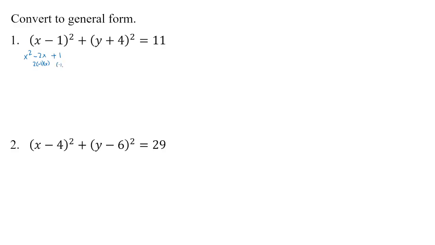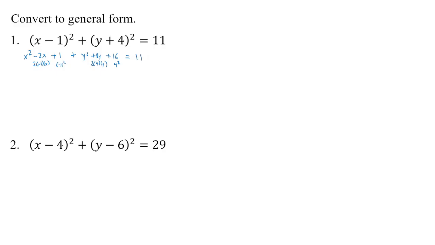And this is negative 1 squared. You can do the same thing to y plus 4. You will square y. Then you multiply the product of y and 4 by 2. So this would be 8y. So this would be 2 times 4 times y. And you square 4, which is 16. So that's 4 squared. Equal 11.